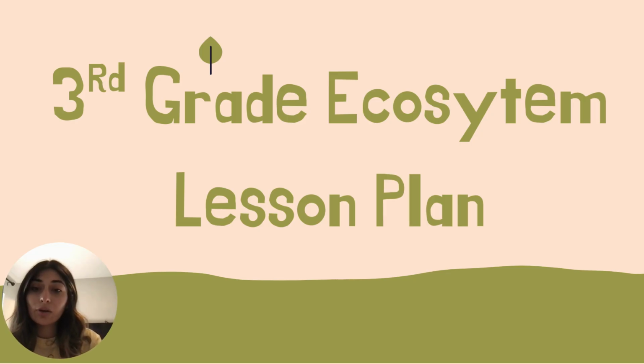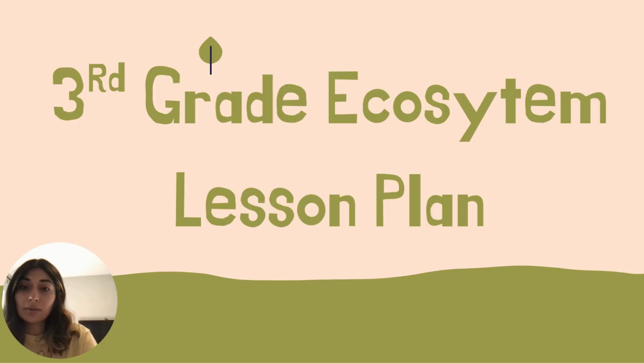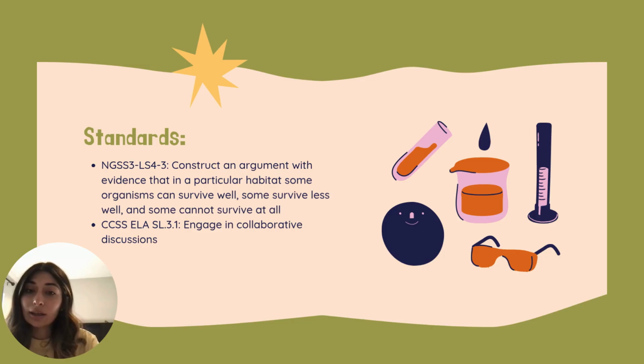So next slide, we are going to go over our standards for our lesson plan. Our standards are: construct an argument with evidence that in a particular habitat, some organisms can survive well, some survive less well, and some cannot survive at all. Our second standard is engage in collaborative discussions. You will be working together later in the lesson, sorting cards and discussing certain topics.